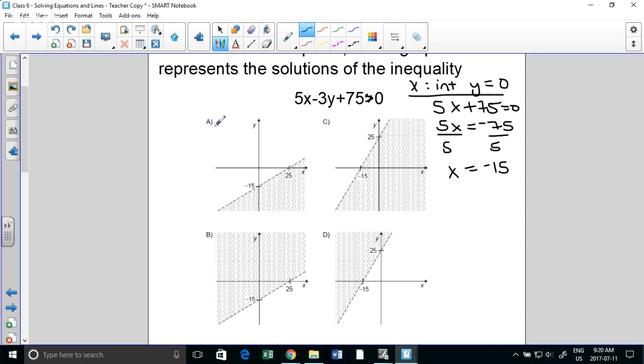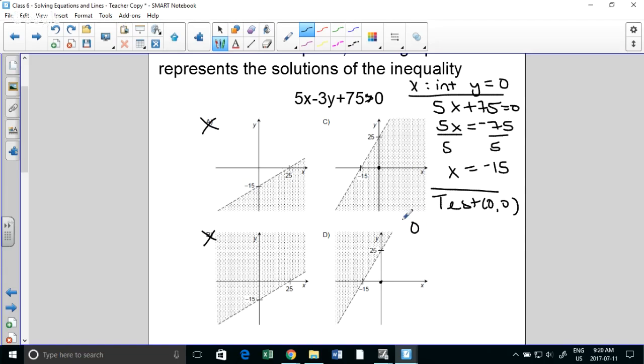So I've just eliminated this case and I've eliminated this case. In both of these, x is -15 and the y is 25. So I'm not even going to bother finding the y because it's irrelevant. It's the same for both pictures. What I'm going to do now is test 0, 0 and see if it works or if it doesn't.